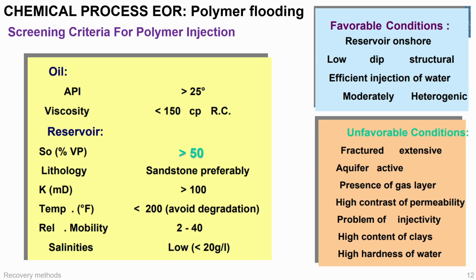This slide shows screening criteria for polymer injection. Screening helps engineers decide whether a reservoir is a good candidate. Typical screening factors include oil viscosity, reservoir temperature, salinity, permeability, and water chemistry. Not every field is suitable for polymer flooding. A good engineer must evaluate the reservoir systematically before recommending the method.